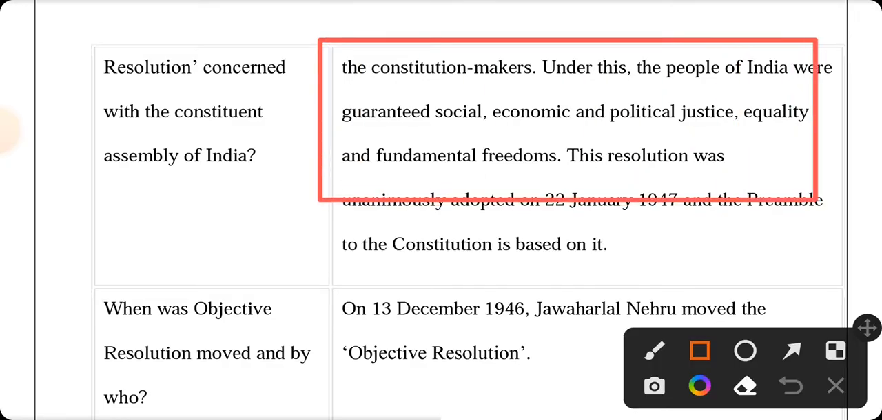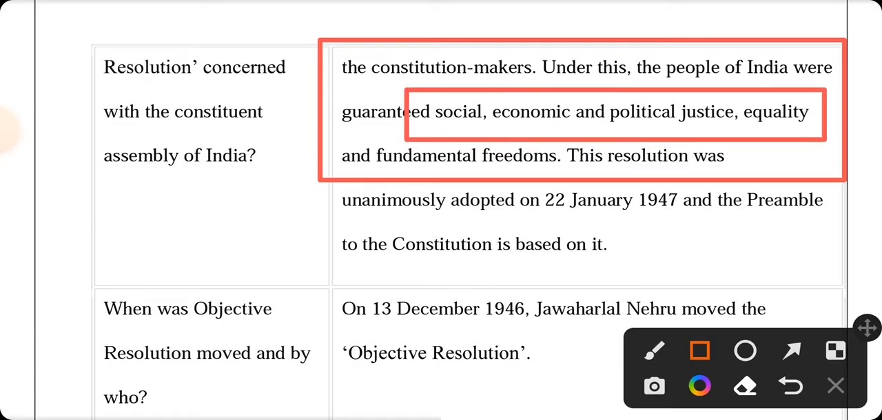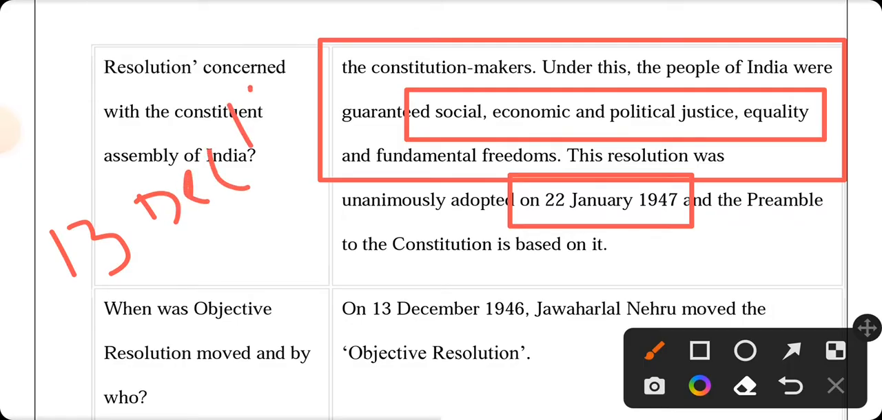These are the keywords for constitutional makers. Under this, the people of India were guaranteed social, economic, political equality and fundamental freedoms. This resolution was unanimously adopted on 22nd January 1947, and the preamble of the Constitution is based on the objective resolution moved by Jawaharlal Nehru. When was the objective resolution moved? It was moved on 13 December 1946. When was the objective resolution accepted? 22nd January 1947.